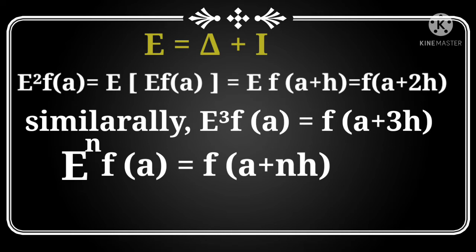E square f of a is equal to E of [E f of a], which is equal to E f of a plus h, which is equal to f of a plus 2h. Similarly, E cube f of a is equal to f of a plus 3h. Therefore, E raised to the power n of f of a is equal to f of a plus nh.